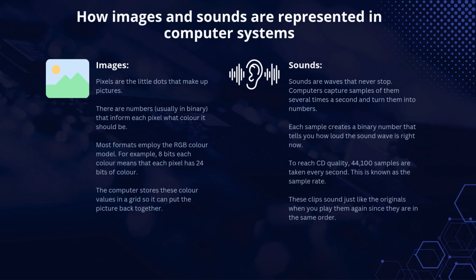Sounds are waves that never stop. Computers capture samples of them several times a second and turn them into numbers. Each sample creates a binary number. It tells you how loud the sound wave is right now. To reach CD quality, 44,100 samples are taken every second. This is known as the sample rate. These clips sound just like the original when you play them again, since they are in the same order.